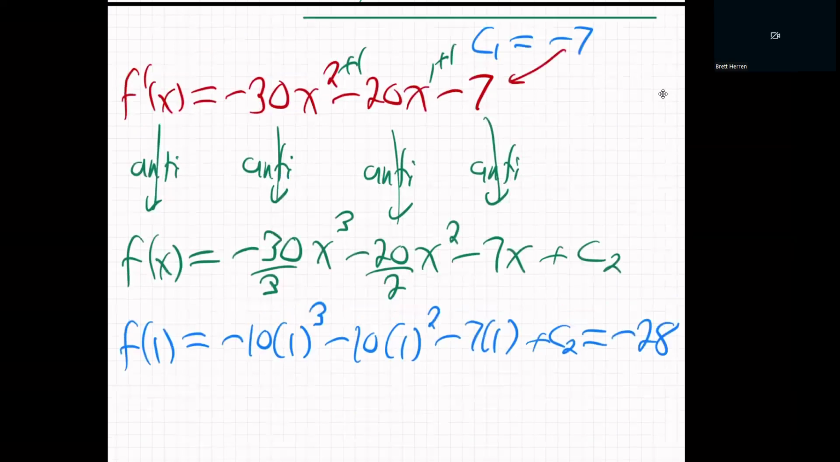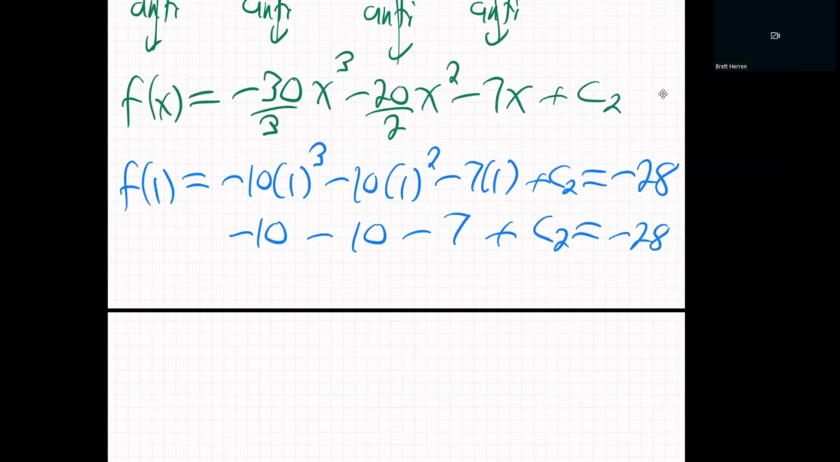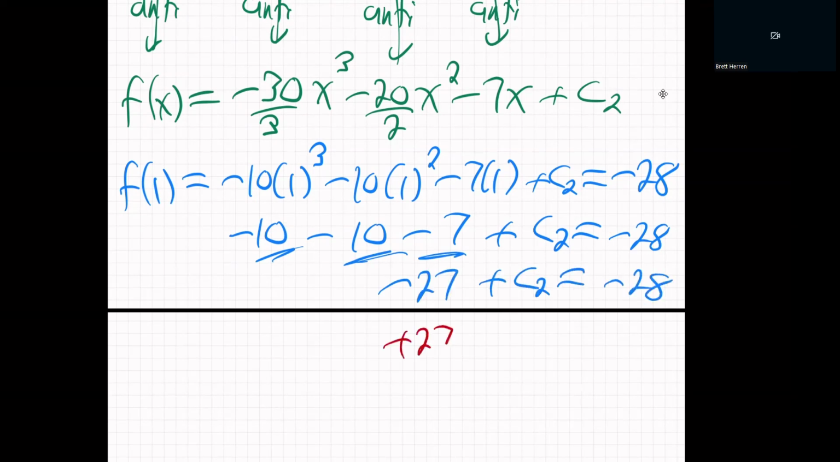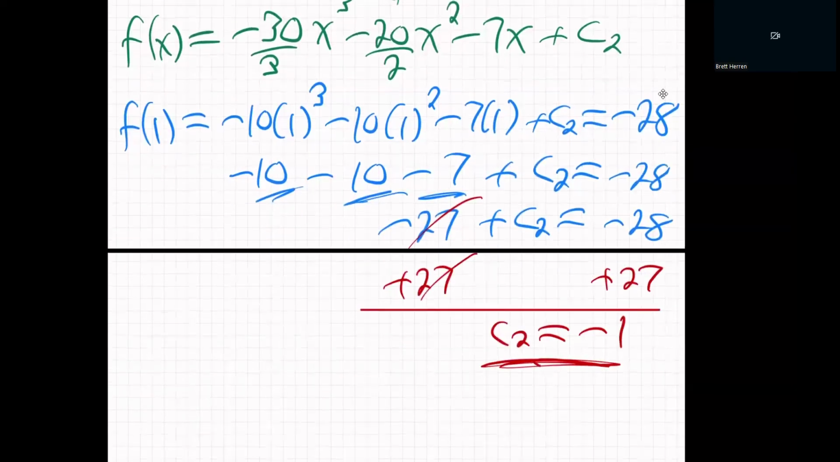And so what do we got? Minus 10, minus 10, minus 7, plus constant 2 is minus 28. Minus 10, minus 10, minus 7, that has to be minus 27. Plus constant 2 is minus 28. Add 27 to both sides. Boom, boom. Constant 2 is minus 1. We found constant 2, and we have our function.